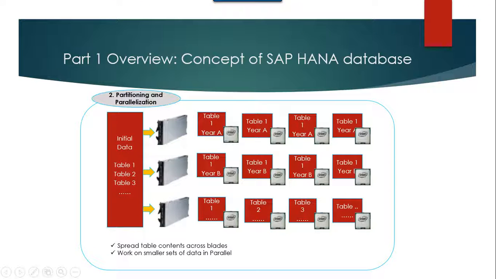And the second concept, partitioning and parallelization. The initial data is separated in each table, and you see it runs in parallel for each table. The split table contains cross brackets. Work on smaller sets of data in parallel.